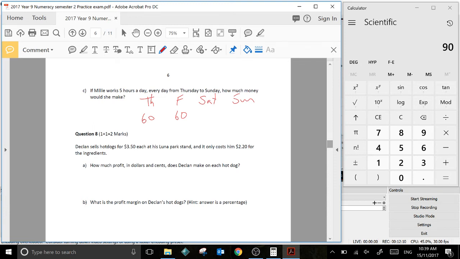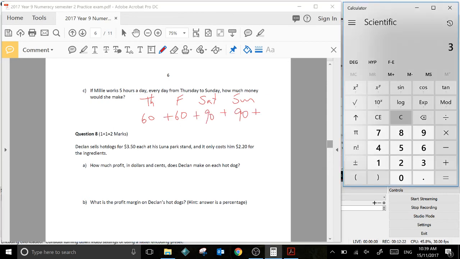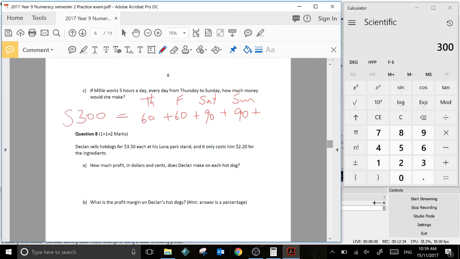So we're just going to add up that total amount of money, and that's going to be the amount of money Millie makes. So 60 plus another 60 plus 90 plus 90 is $300. $300 she will make over those 4 days.